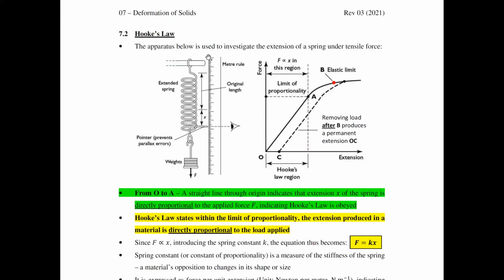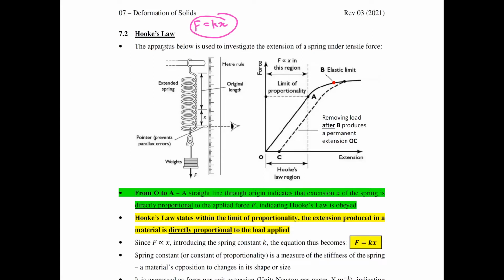This one is talking about Hooke's law again. Now, Hooke's law, you guys always remember it as something like this: F equals Kx. And you guys always remember it as being related to spring. So we are going to talk more about this right now.